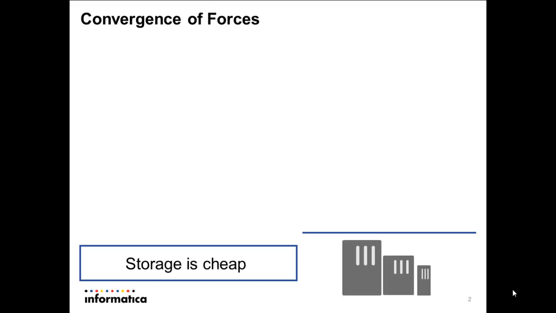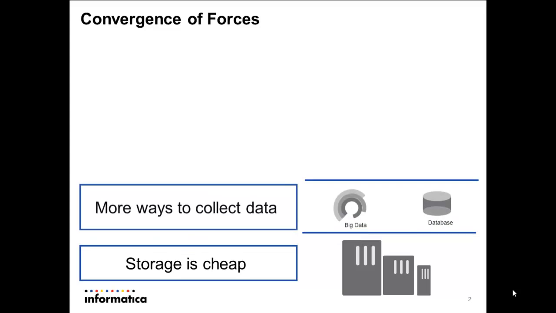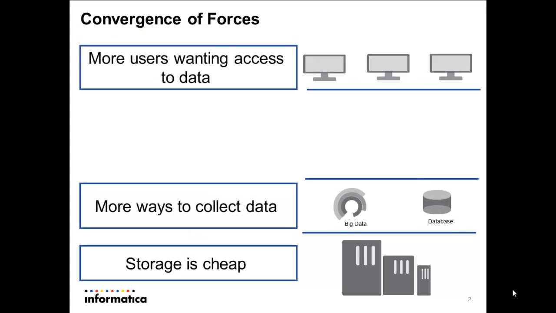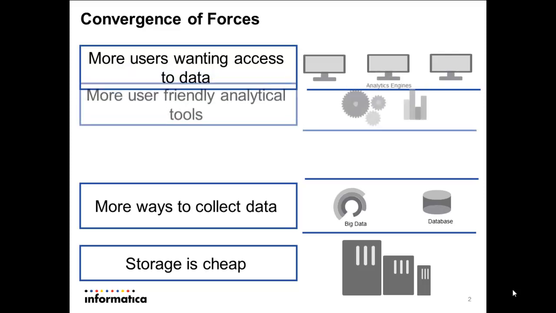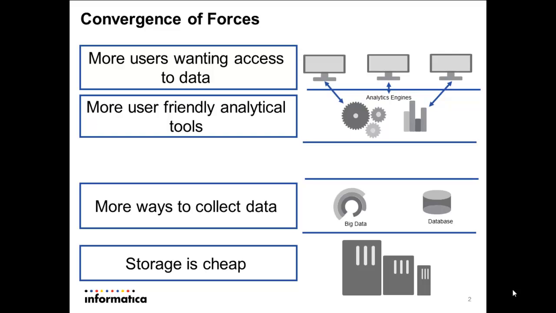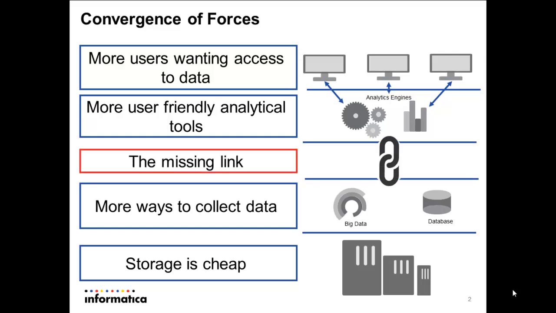We are seeing today the convergence of two forces. On one hand, storage is becoming cheaper, and with increasingly more ways to collect data, more and more data is being stored. On the other hand, we see more non-technical, non-developer users demanding to access the data without involving IT. These users now have access to more user-friendly tools to derive meaning from data quickly. However, there is still a missing link. How do these users extract the information and derive value from the large variety of unknown data formats now available to them?